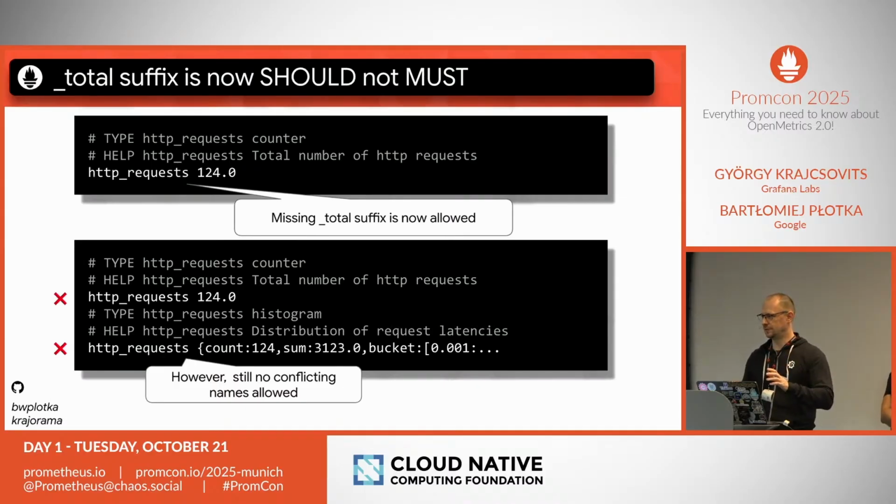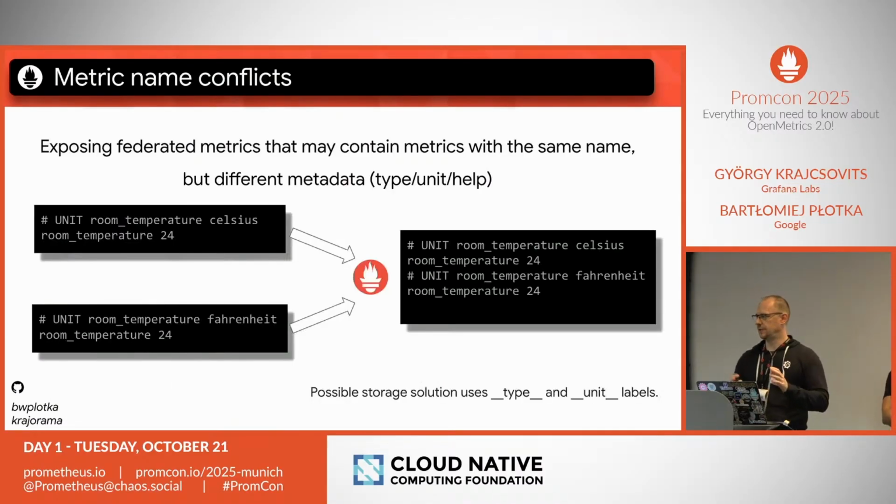Let's look at this through the use case of federation. Federation means that you scrape a bunch of targets with Prometheus, collect the metrics, and then expose them as one exposition. In this example, from left to right, I'm scraping two metrics. They have the same name, but the unit is different. One is Celsius, one is Fahrenheit. They mean different things. When I expose them, it turns out there's a conflict, which OpenMetrics 1 doesn't allow. We think that we should allow this, especially because there are already implementations in place to solve this by the type and unit labels.